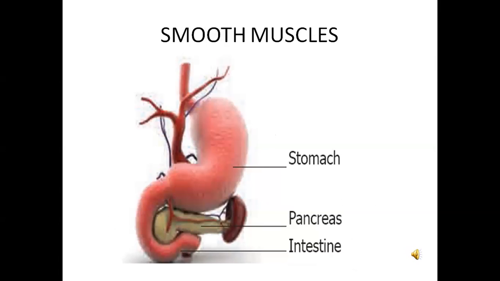Next, smooth muscles. Smooth muscles are found in the walls of the digestive tract, urinary bladder, arteries, and other internal organs. They are called involuntary muscles because they are not controlled by our will. But skeletal muscles are called voluntary muscles because they can be controlled by our will. Smooth muscles are not controlled by our will, so they are called involuntary muscles.